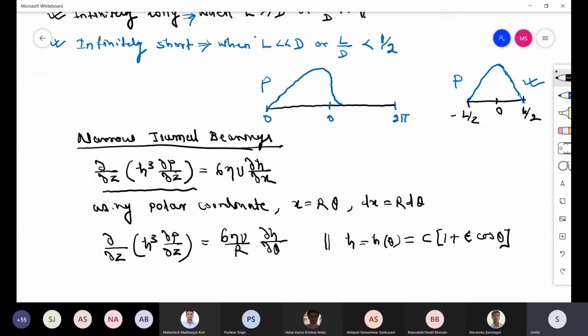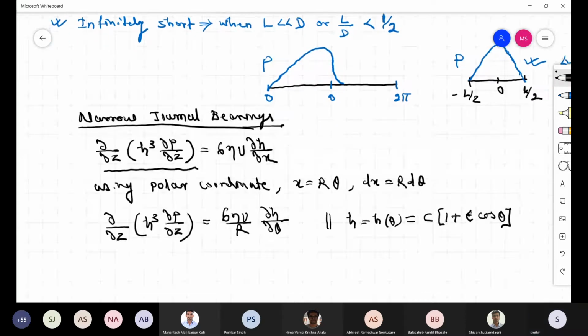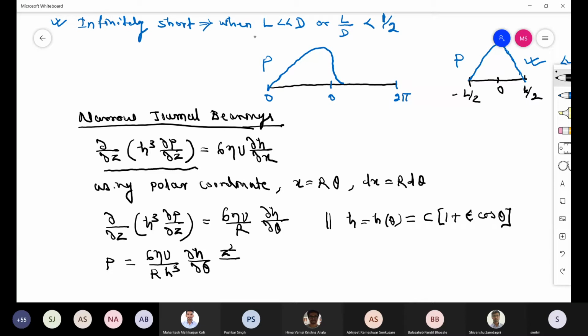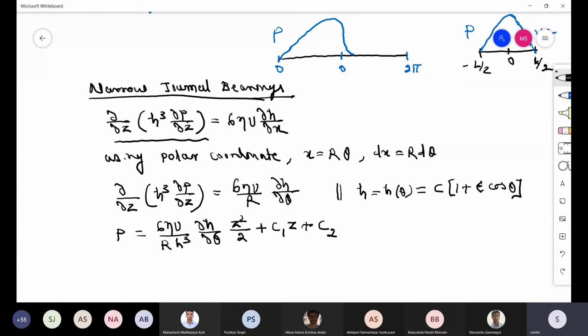Now, if you integrate this equation twice, see, on the right side h is not a function of z, so the integration will be straightforward. P equals 6 theta u, and so on. As I told you, h is not a function of z, so the integration will be straightforward. You will get two constants, C1 and C2.